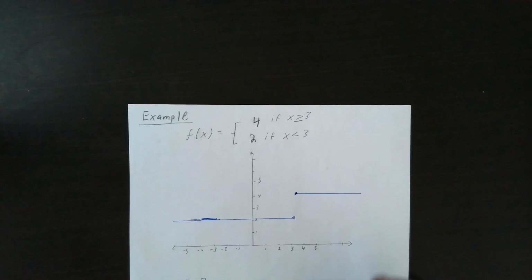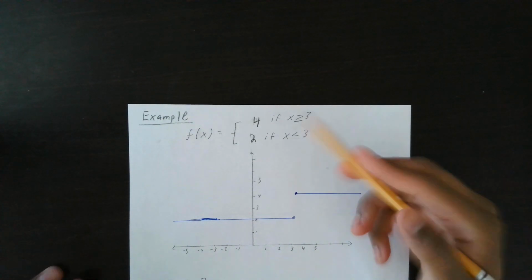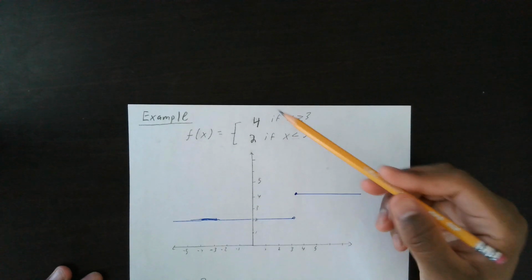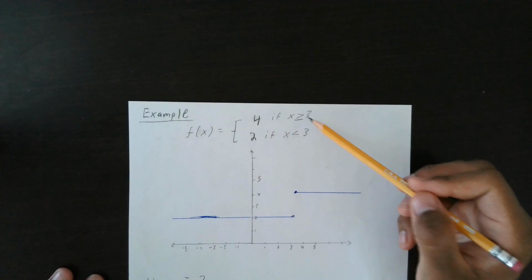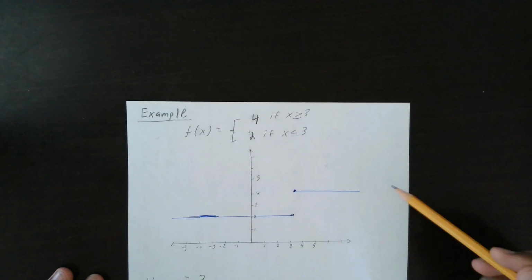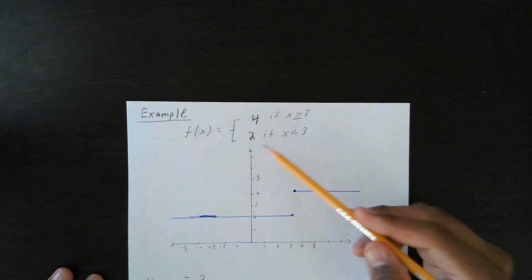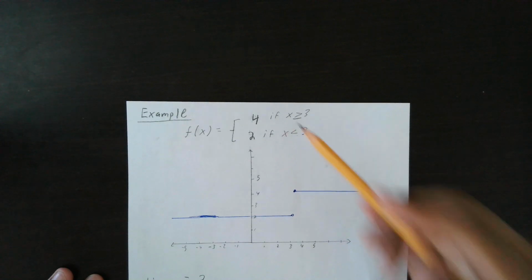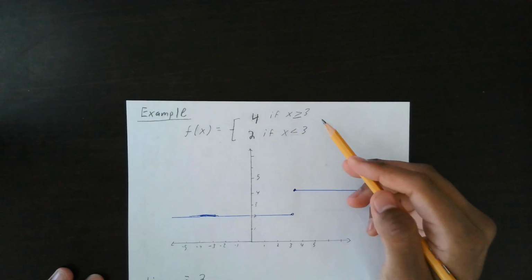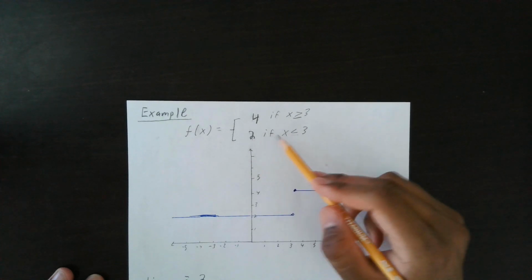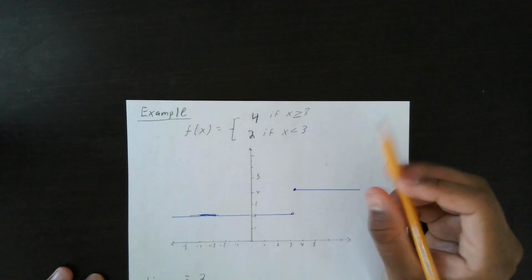Now let's look at an example where the limit fails to exist. So here we have this graph here. And it's a piecewise function. We have a y value of 4 if x is greater than or equal to 3, so this line over here, and we have a y value of 2 if x is less than 3.